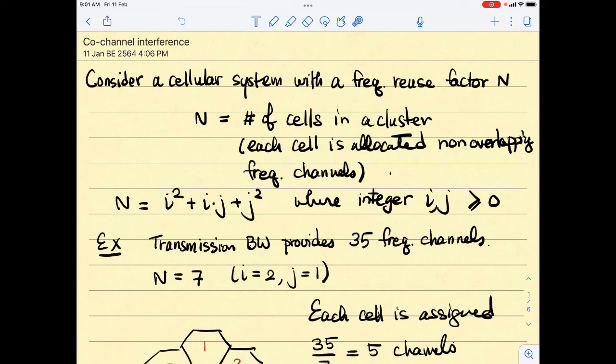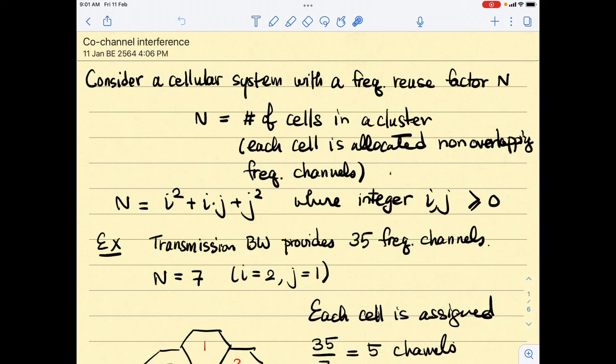So let's start with the assumption. We have a cellular system where we use frequency reuse, and the frequency reuse factor is N. Remember what N is? N is an integer. It also indicates the number of cells in a cluster. Those cells in the cluster are not using the same frequency channels, so each cell is allocated non-overlapping frequency channels.